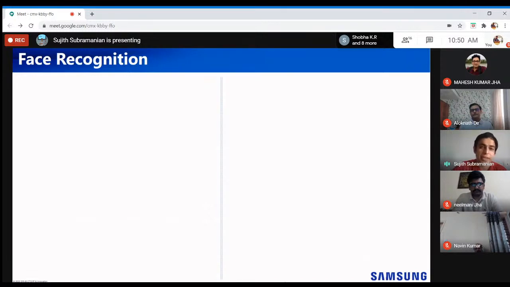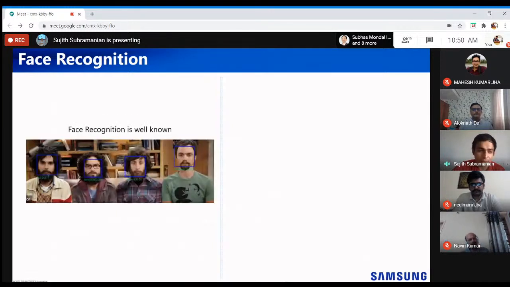What is this? This is face recognition, right? Face recognition has been known for a very, very long time. People have identified who is in a photo, where is the face, what is called image segmentation, by which you segment out the face and identify who is the person. This is very, very well known.